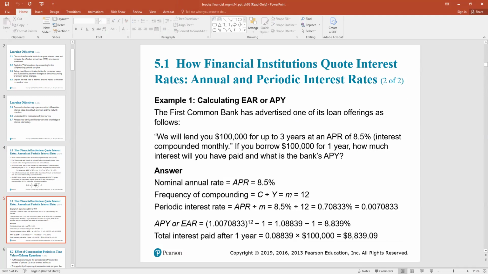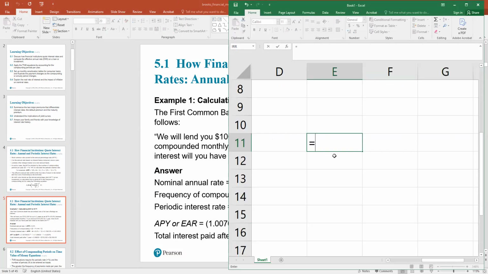But imagine the APR is higher, then the effective annual rate will be much, much higher. We'll illustrate now. Imagine we have here the effective annual rate. We put 8.5% here. And we put the number of periods, which is 12, monthly. Okay, that's what it gives us.